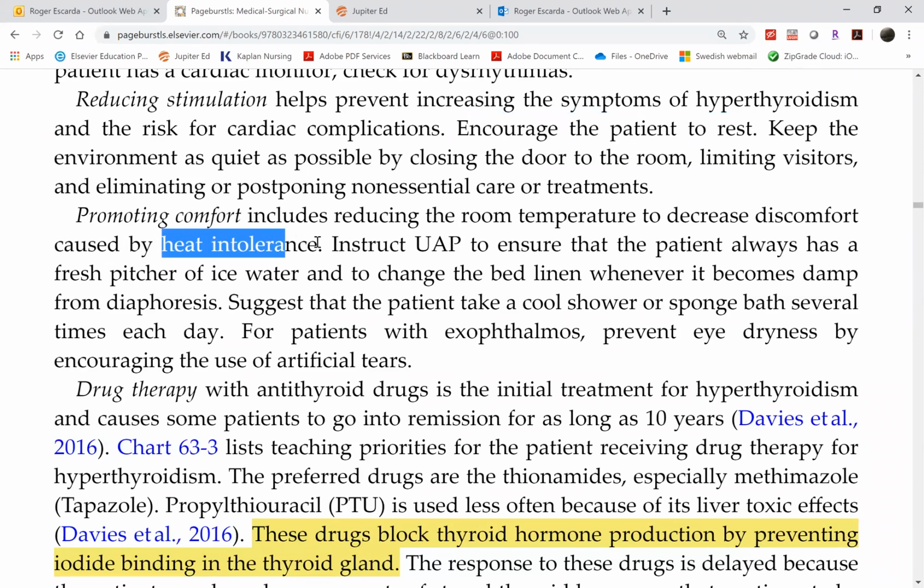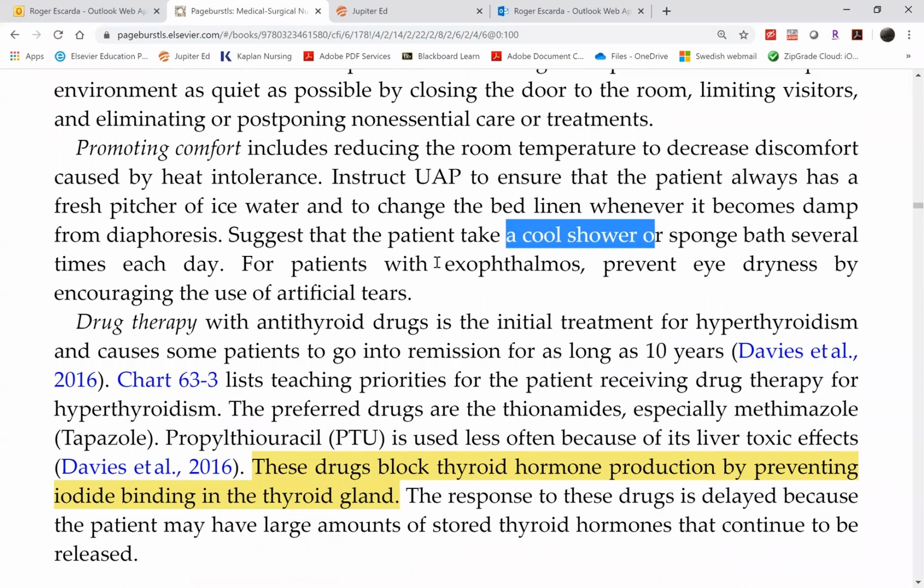Because the patient has heat intolerance, we do cooling measures and keep the room temperature down. We give them ice packs if needed. They're already wearing a semi-private gown, so no problem there. We can encourage cool showers or sponge baths if they have enough energy to do that, but if not, then assist the patient. As far as the eyes, we will have more interventions under the intervention section, but right now only artificial tears are mentioned.